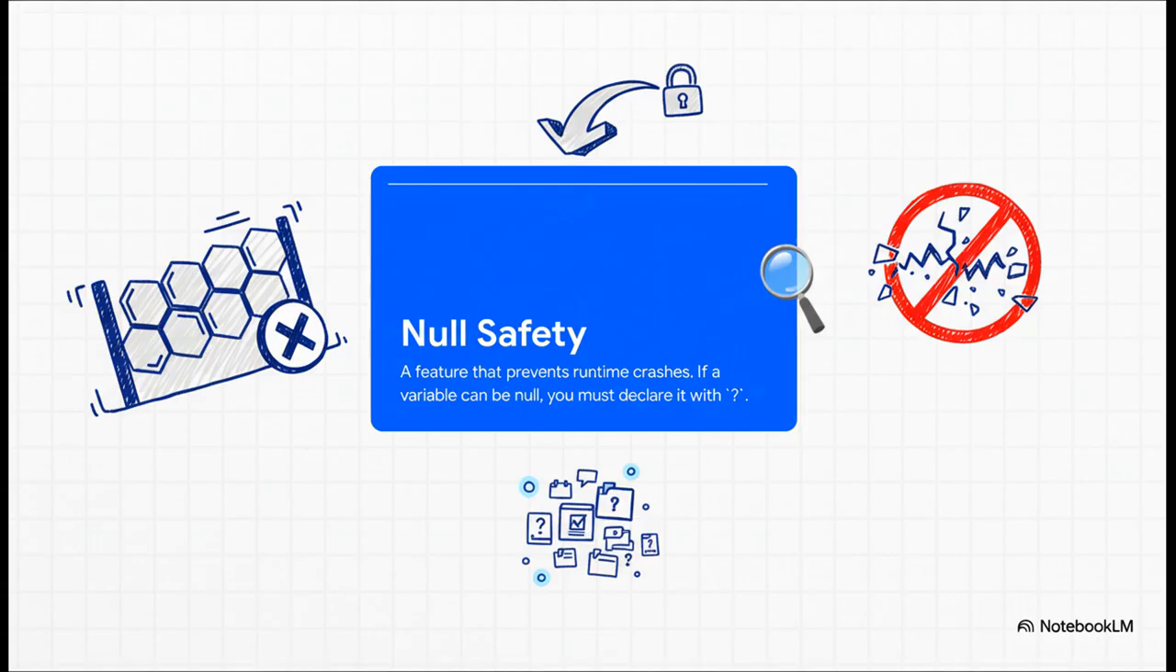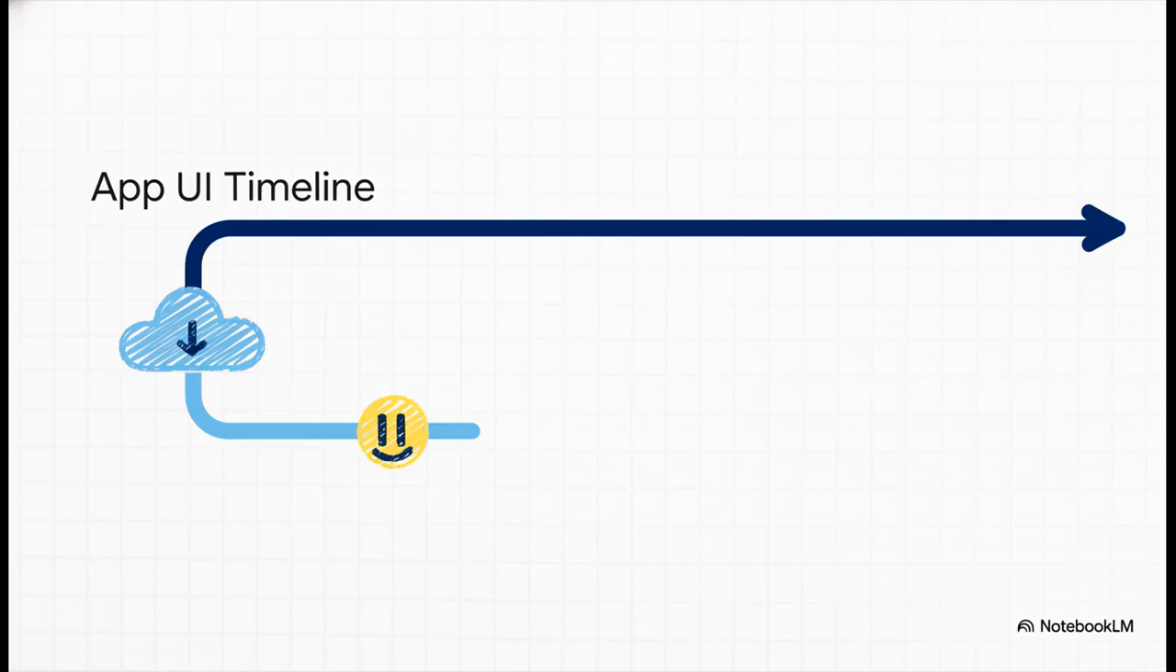By default, variables in Dart simply cannot be null, period. If you want to allow a null value, you have to explicitly tell the compiler by adding a little question mark. That tiny symbol prevents a massive category of bugs. It's fantastic. Okay, what about things that take time, like grabbing data from the internet?